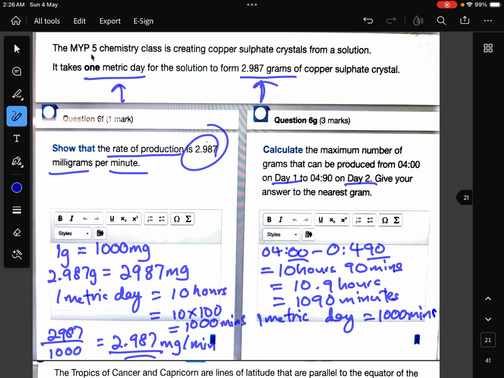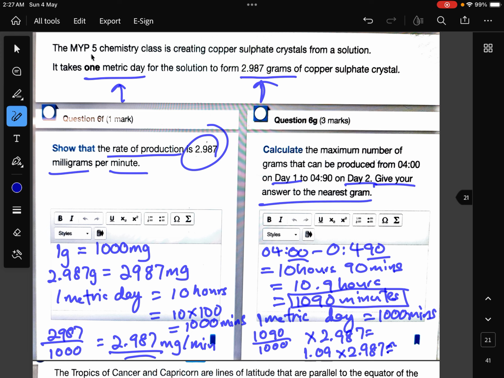Now, since we have 1,090 minutes, then I think it will make sense for us to take 1,090 divided by 1,000, and we're going to multiply this by 2.987, which is basically simply taking 1.09 times 2.987. That should give me the equivalence of, because the question says give your answer to the nearest gram, approximately 3 grams for this one.